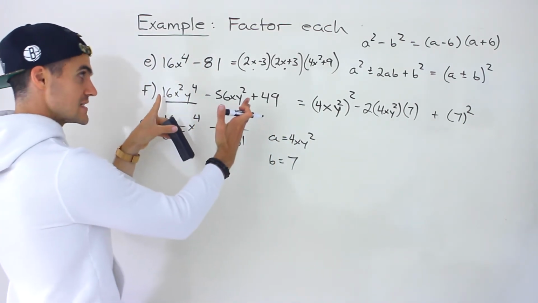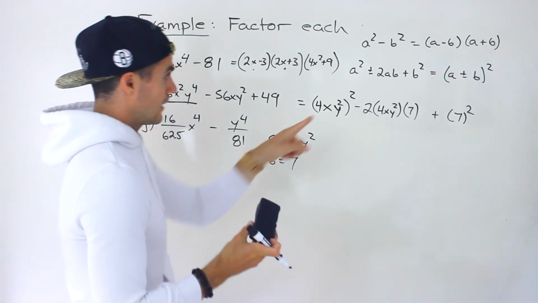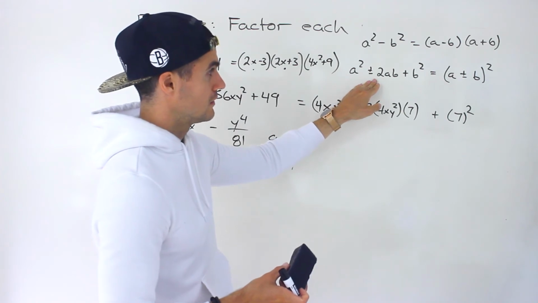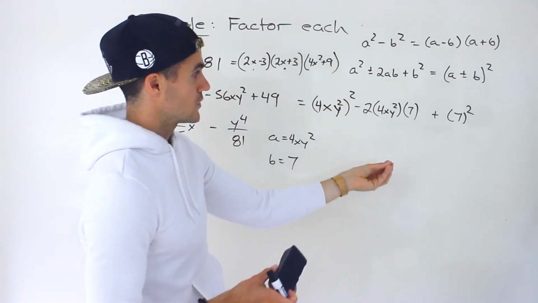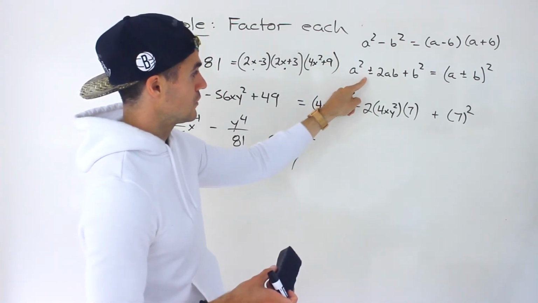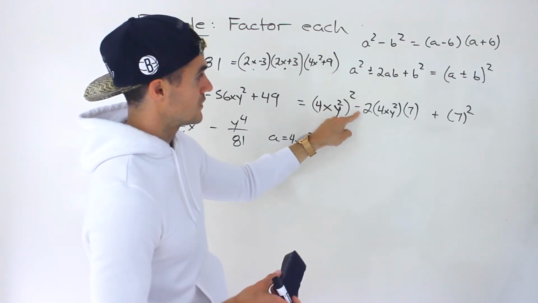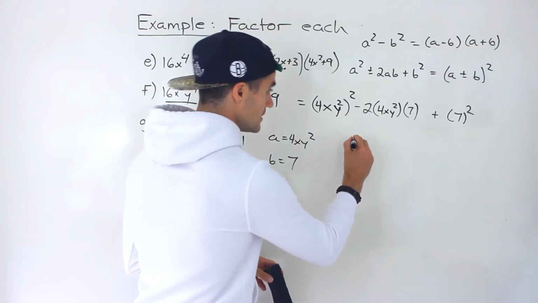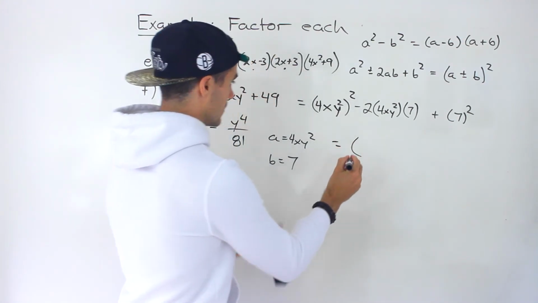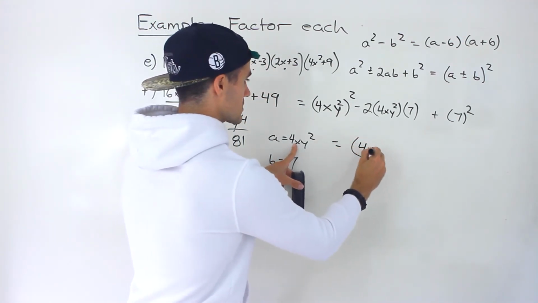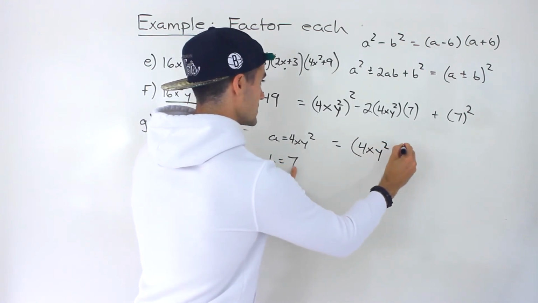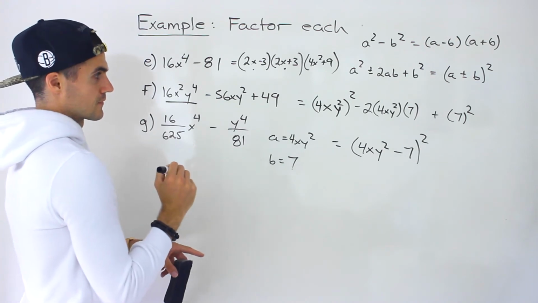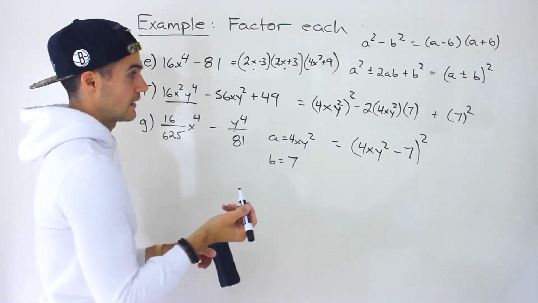So because we were able to take this and write it in this format over here, it's a perfect square trinomial. Because there's a negative here, we're dealing with the negative case, so it ends up being a minus b squared, which is 4xy squared minus the b value of 7 squared, like that. So that ends up being the final answer.